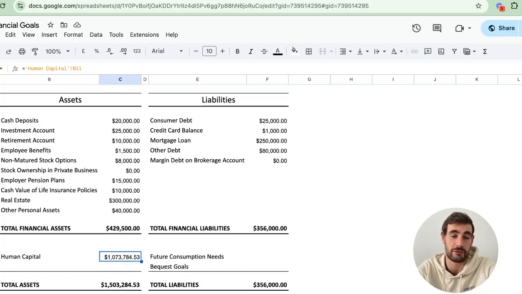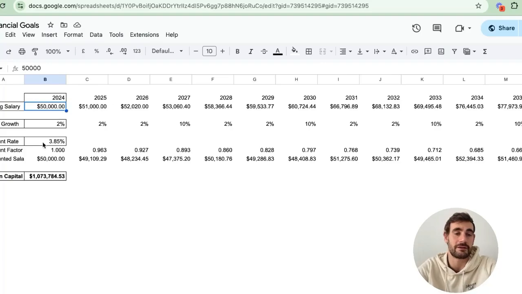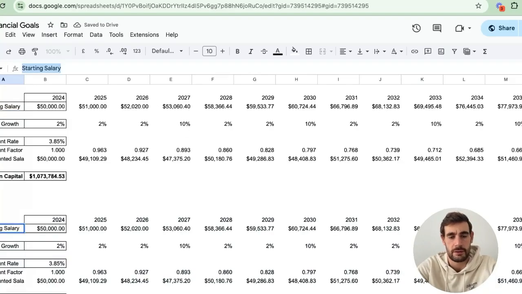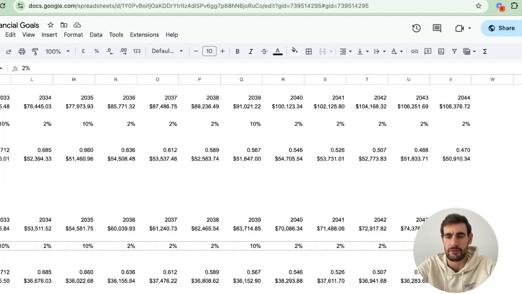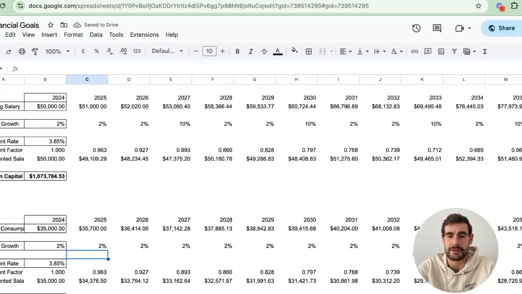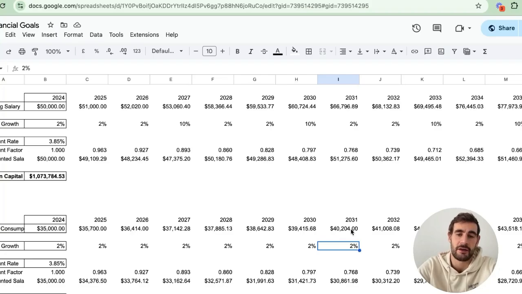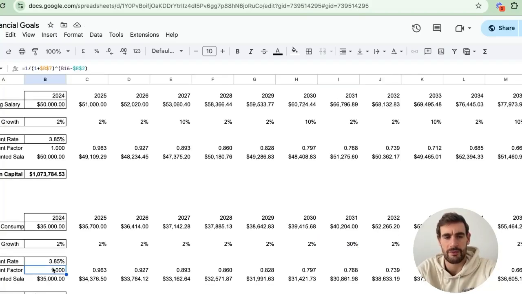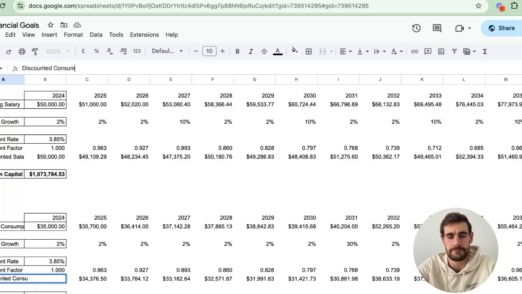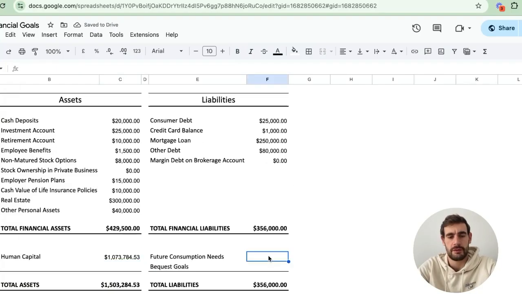It's just the opposite. So instead of putting starting salary, you will put here, I'll just copy paste below, yearly consumption, and here you have 35,000, for example, and the yearly consumption can be 2% increasing forever, apart from when there are some big changes in the personal life. So for example, let's say that around this time you have a child, and here the increase is by 30%, and then we have discounted consumption, and then we have here the future needs. Voila, we just put it here.